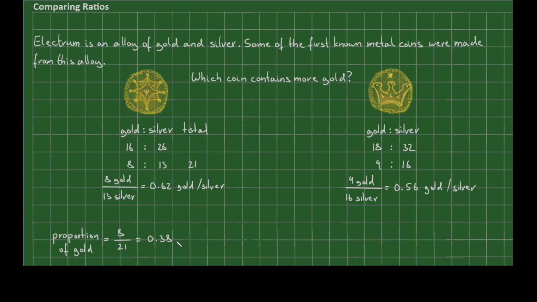A similar calculation can be performed for the coin on the right. There are 9 parts gold, and the total number of parts would be 9 plus 16, which is 25. So to calculate the proportion, I would have 9 over 25. And that gives me 0.36. Once again, I could express this as a percentage by multiplying by 100, and therefore say that 36% of this coin is gold. Let me look at one more example.